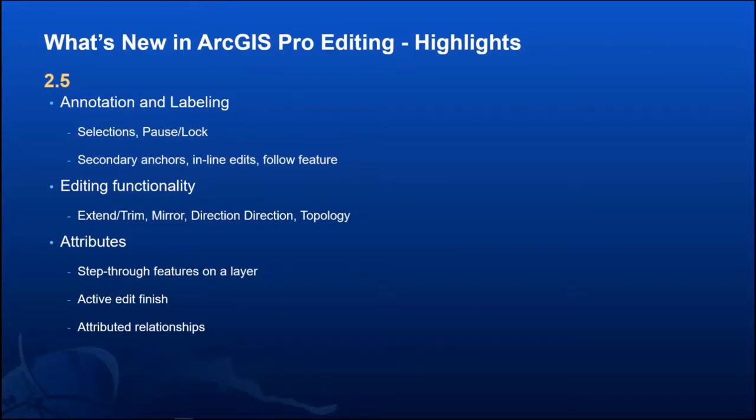ArcGIS Pro 2.5 offers secondary anchors and inline edits, which allow you to double click and edit annotation right in the map. There's also a follow feature option in which the label or annotation will actually follow the feature with which it's connected. In the realm of editing, we see extend, trim, and mirror, which are all very cool tools to help you speed up your editing workflows and maintain accuracy.